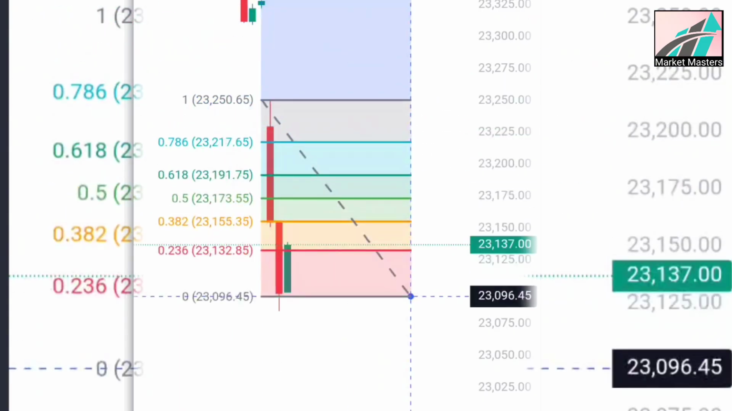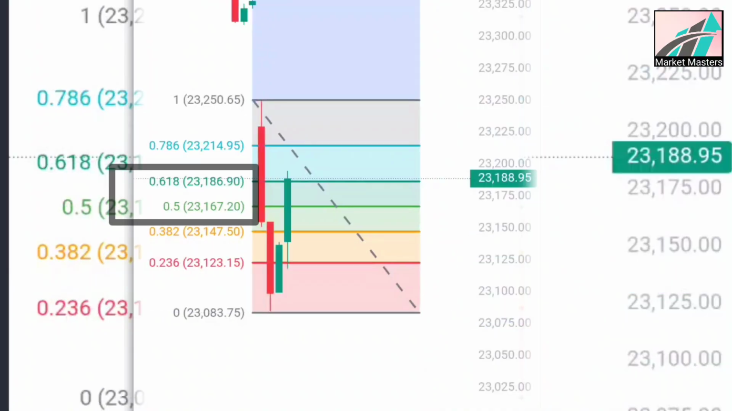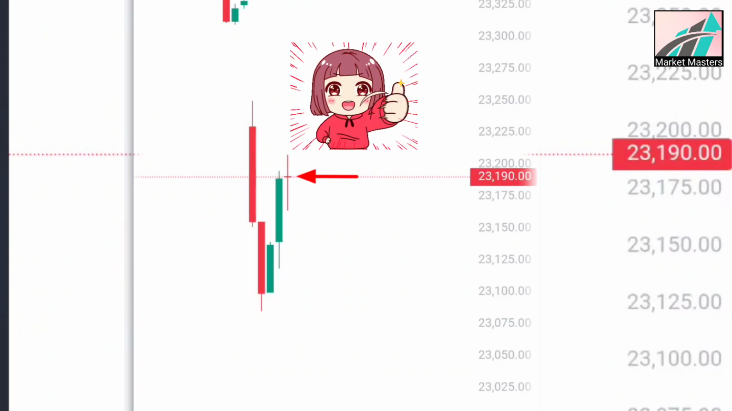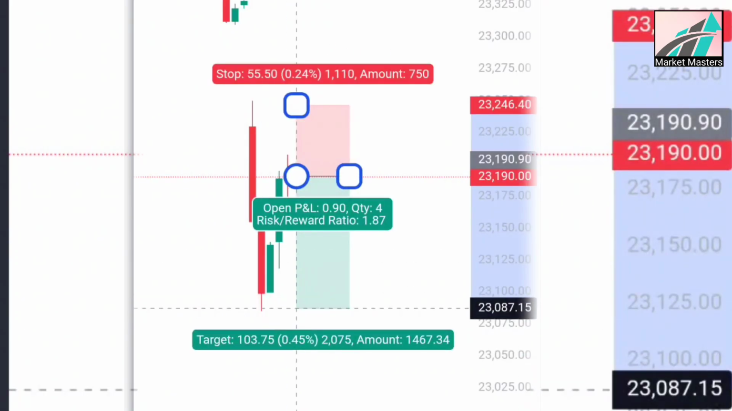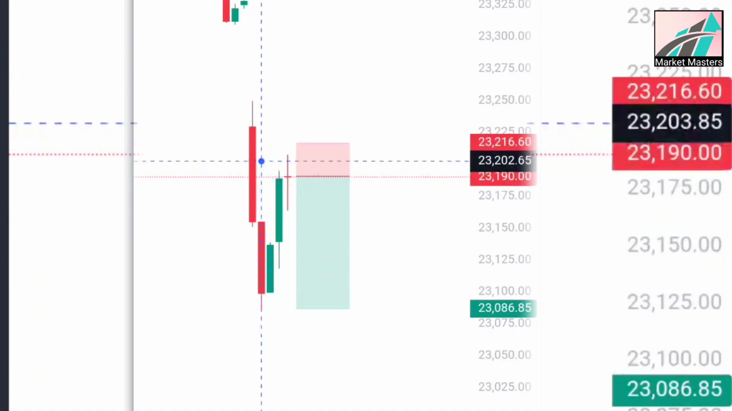Then we plot a 50% retracement, which aligns with the previous day's low, now acting as resistance. A reversal doji candle forms right at that level. We project our stop loss and target and take the short entry.